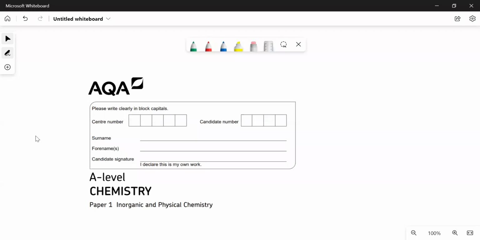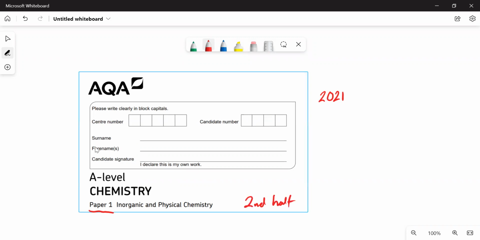Hi, in this video, I'm going to go through the AQA A-level Chemistry paper. This is the 2021 paper. It's paper 1, and it's the second half. I did the first half in an earlier video. Okay.